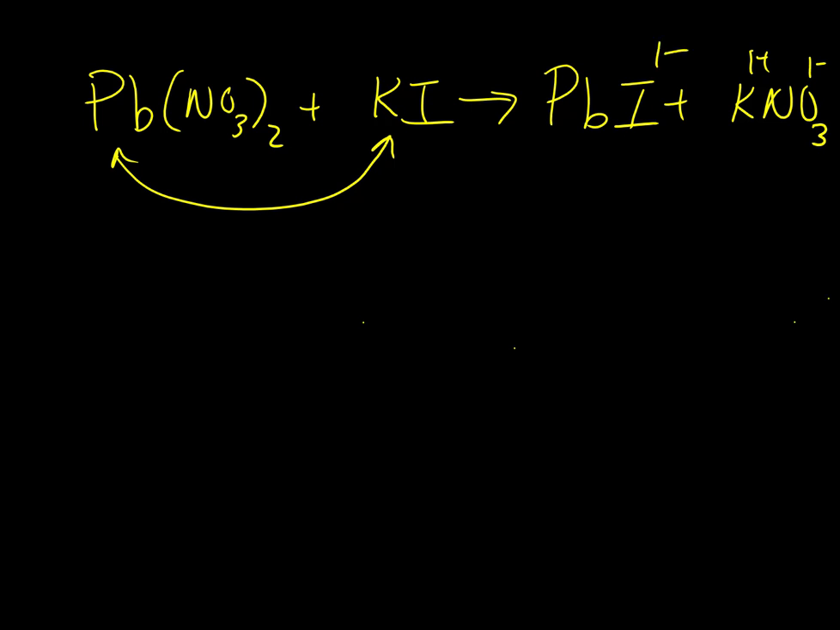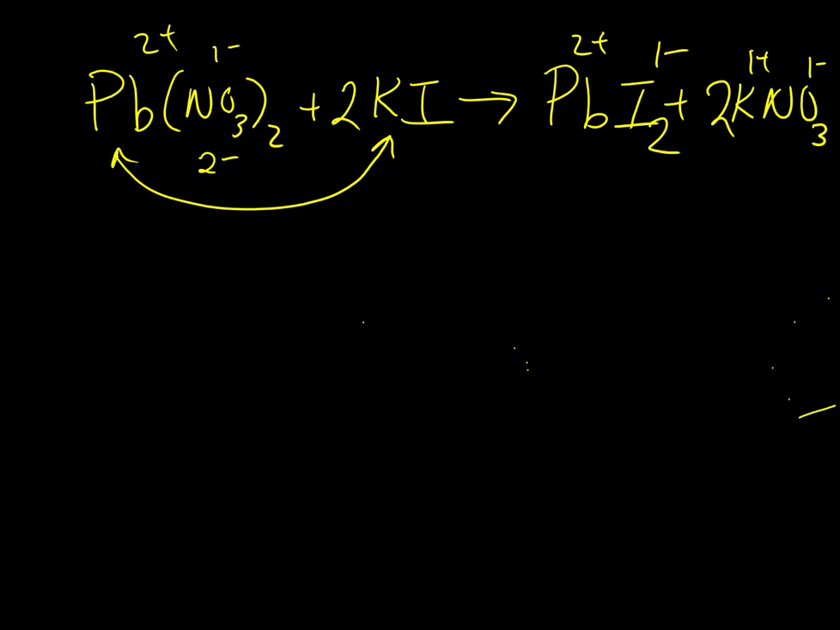Pb, I have to go to the other side of the equation. Since nitrate is 1 minus, and there were 2 of them, I got 2 negatives. So to add to 0, Pb had to be 2 positive. If it was 2 positive there, it's 2 positive there as well. That means I need a 2 there. To balance it, I put 2 next to I, so I have to put a 2 next to K. That gave me 2 Ks, so I put a 2 next to KNO3. That gives me 2 NO3s, which I already had, 1 Pb on both sides, and we're balanced.